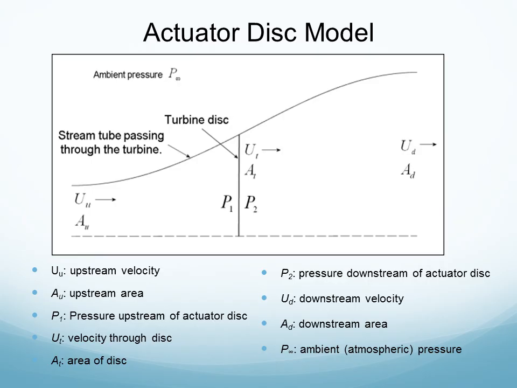First, we have our upstream and downstream velocities, u sub u and u sub d. The corresponding area of the flow is written as A sub u and A sub d. The pressures upstream and downstream of the turbine are equal and are written as P infinity, or ambient pressure. Finally, we have u sub t and A sub t representing the constant velocity of air through the turbine and the area of the disk. P1 is the pressure directly upstream of the turbine, and P2 is the pressure directly downstream of the turbine.